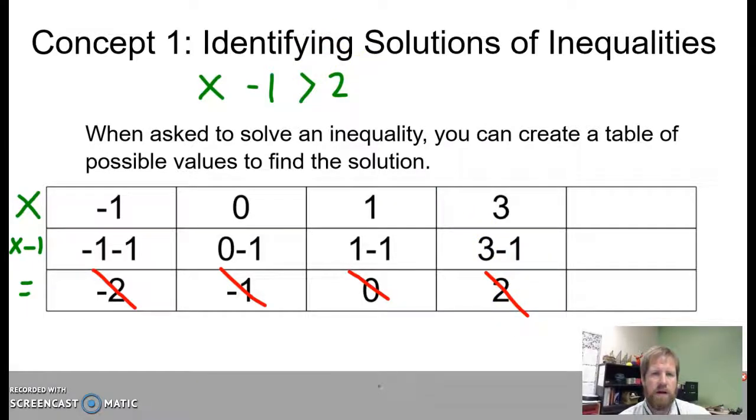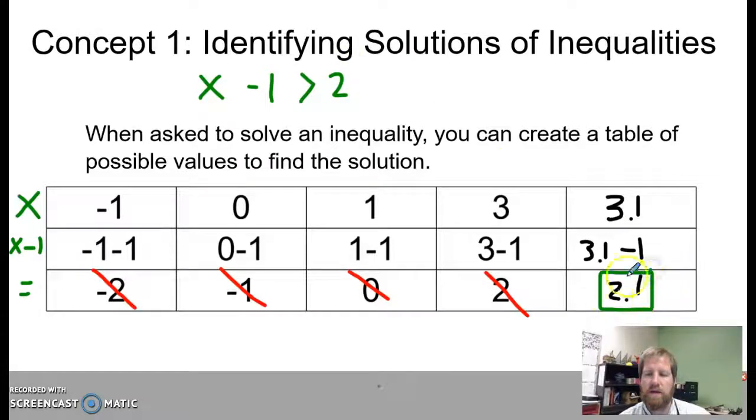So from there, I can go back in and I'm going to do 3.1 as my next value. So 3.1 minus 1 is going to equal 2.1. And is that a solution? 2.1 is greater than 2.